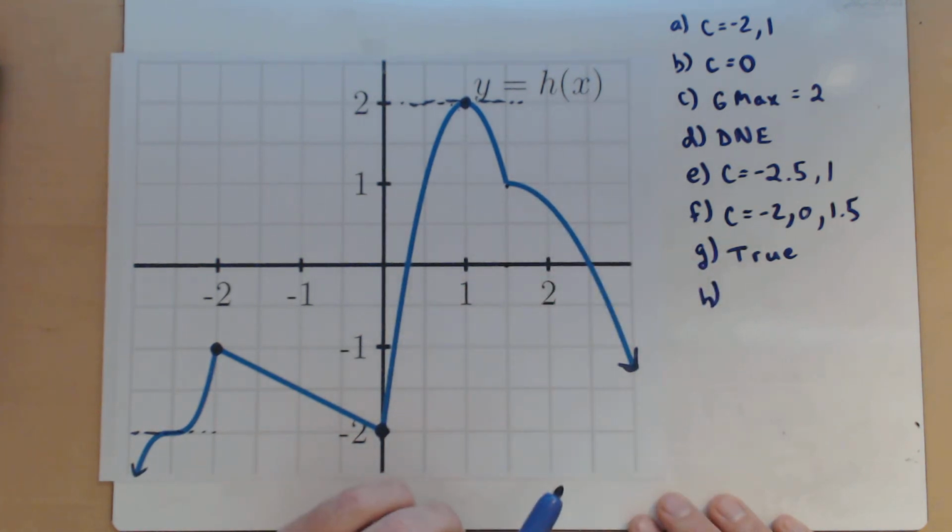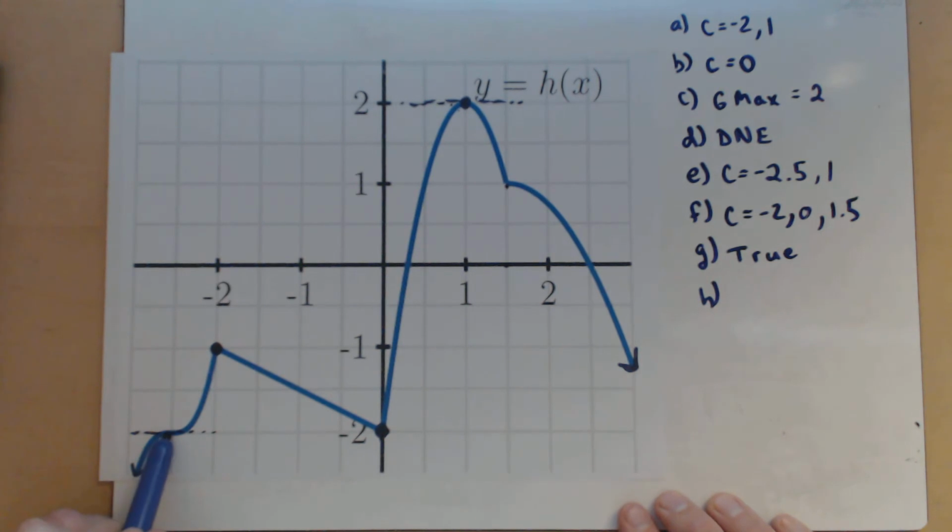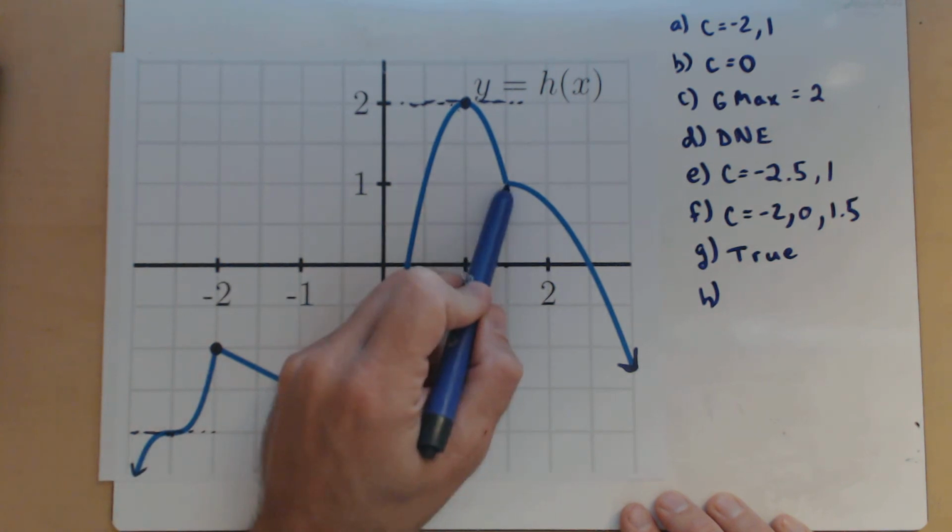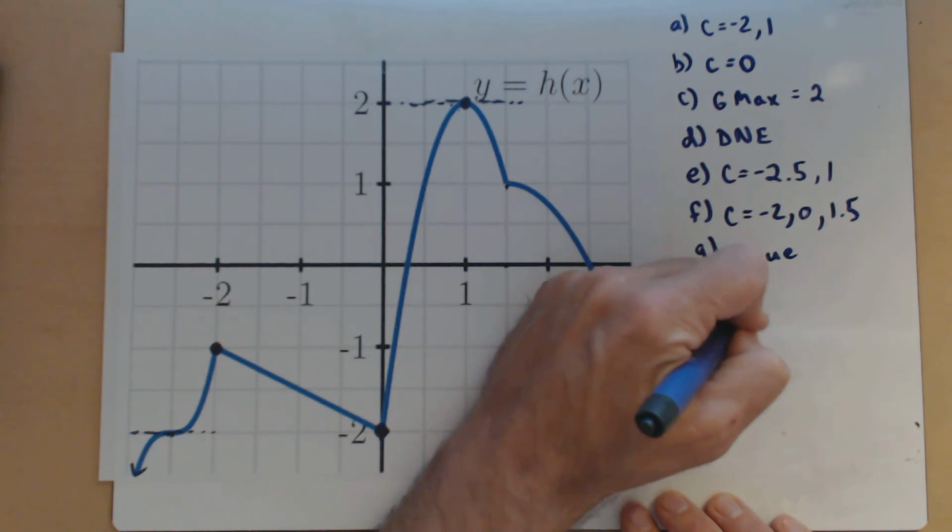H. True or false? At every point where h prime of c is 0 or does not exist, h has a relative maximum or minimum. Derivative was 0 right here, right? And it was neither a max nor a min. Derivative didn't exist right here. Also, neither a max nor a min. So that's going to be false.